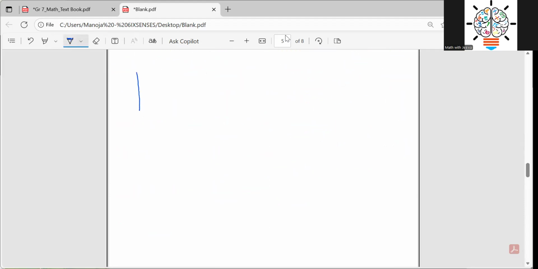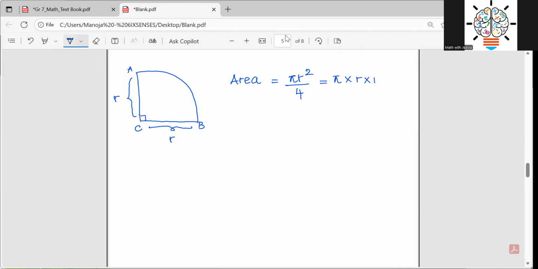Let's say you have a quarter circle like this. So this is A, B, C, and you can see that this is the radius and this is also the radius. And how do you find the area? This is very easy. How? The full circle is πr squared and you divide this by 4. Or else you can do π times r times r times 1 over 4. That's it. But when you talk about the perimeter, children, we do have two methods.